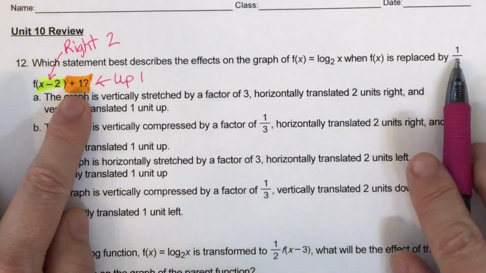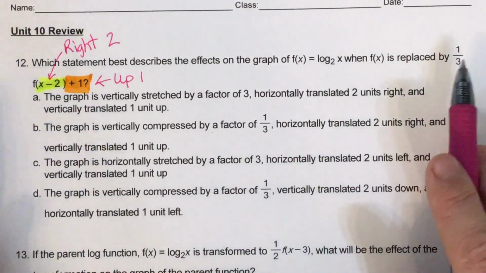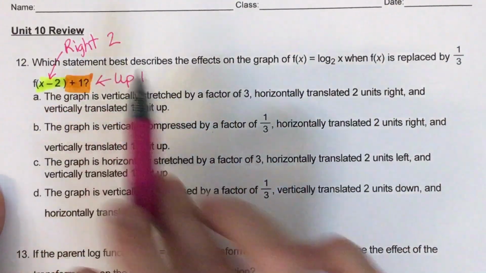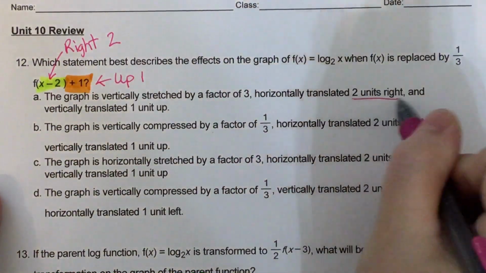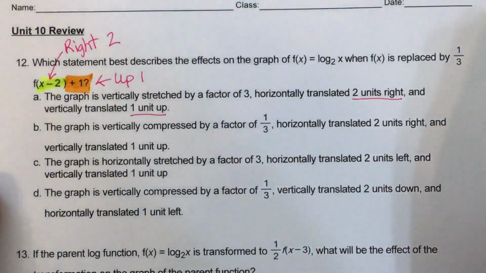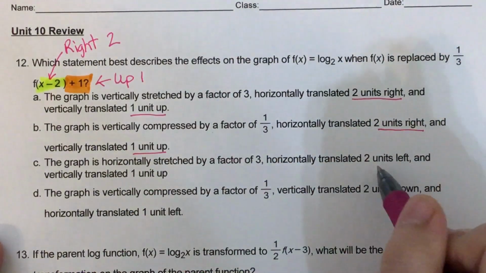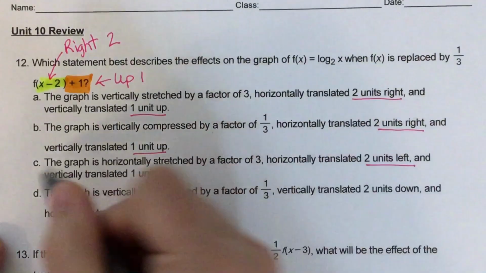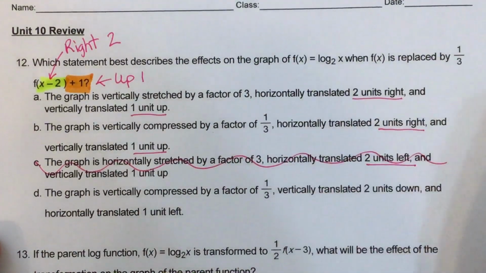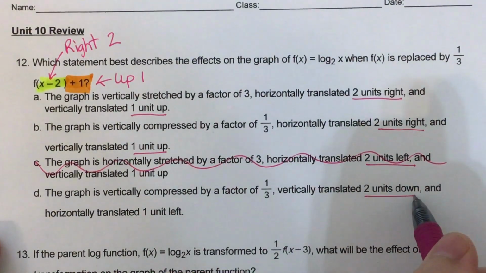Okay, now I know I have a 1/3 in front, but let's just see if we can find the ones that say right 2, up 1. Okay, so right 2, up 1. Okay, he's still in the running. Right 2, up 1. Okay, he's still in the running. Oop, left 2, C's out. Down 2. It's not down 2, it's supposed to be right 2. D's out.